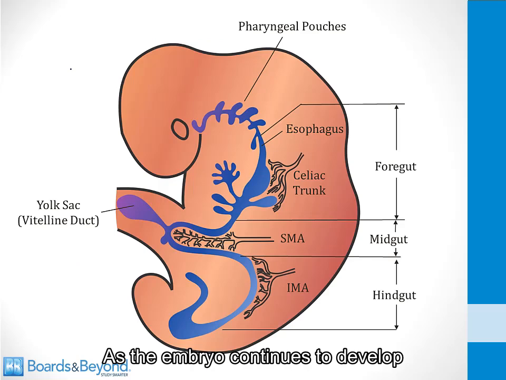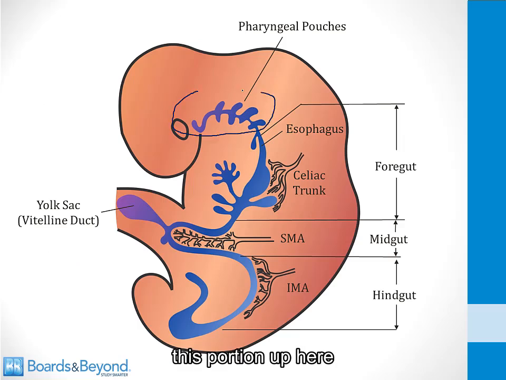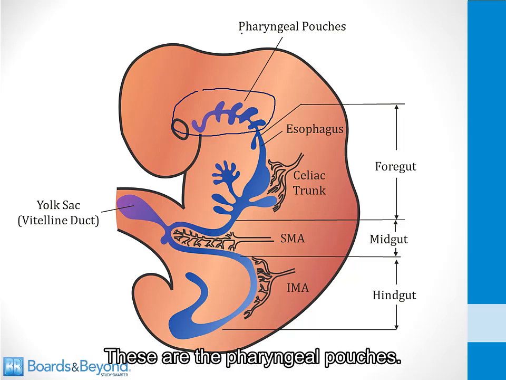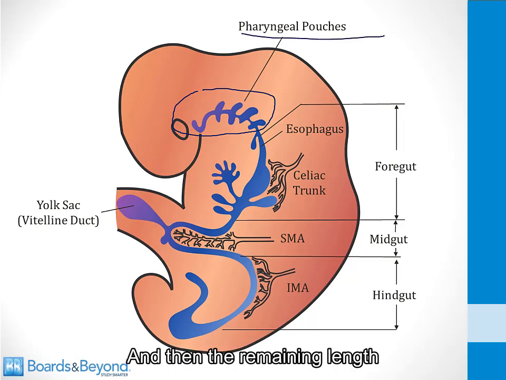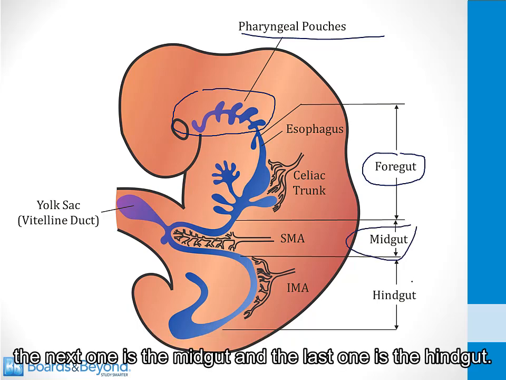As the embryo continues to develop, it eventually will start to look like this. At this point, we have a long gut tube. This portion up here is going to form the mouth and the pharynx. These are the pharyngeal pouches. And then the remaining length of the developing digestive tube can be split up into 3 sections. The first section is called the foregut, the next one is the midgut, and the last one is the hindgut.